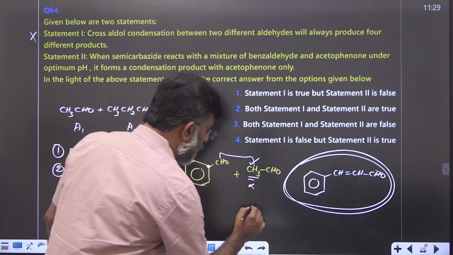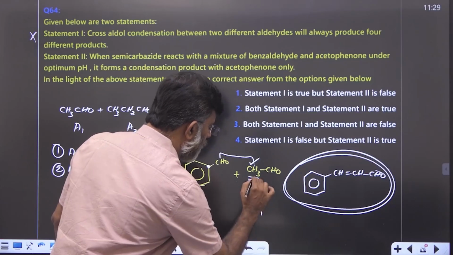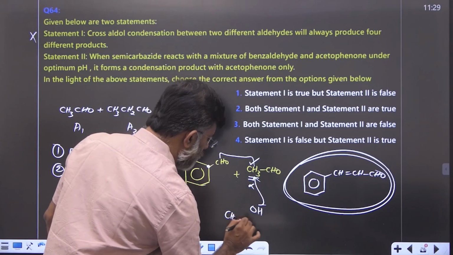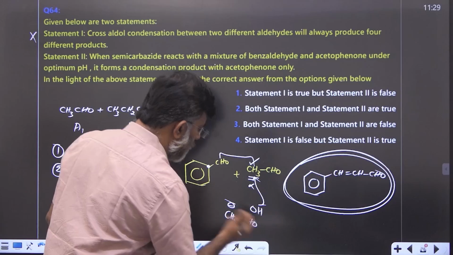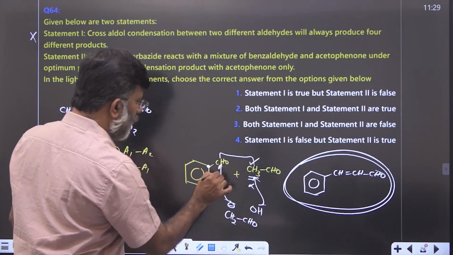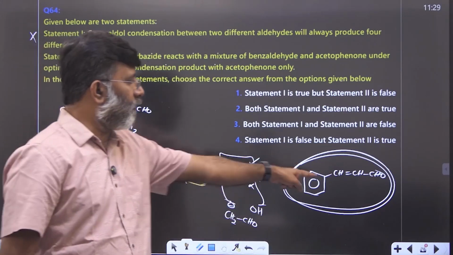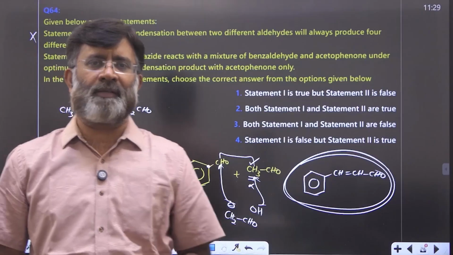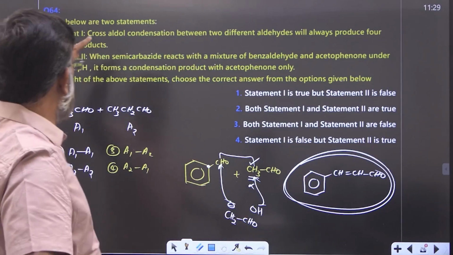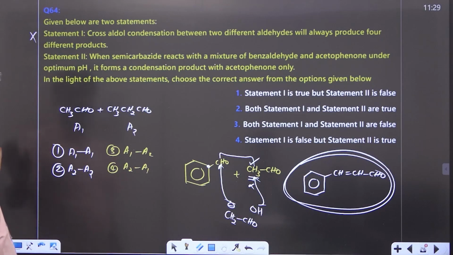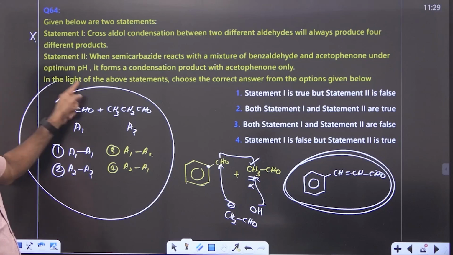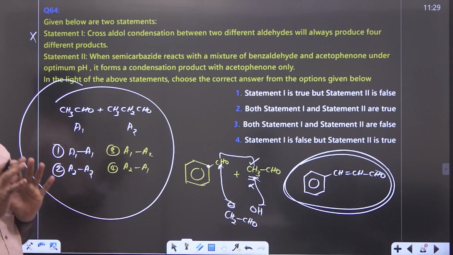A base attacking on this hydrogen, you will get a carbanion, CH2 minus CHO, and that attacking this carbonyl center, you get 1 product. So only 2 products are obtained. So that statement is not universally correct. Suppose you take an aldehyde like this, that statement is correct, but not always.